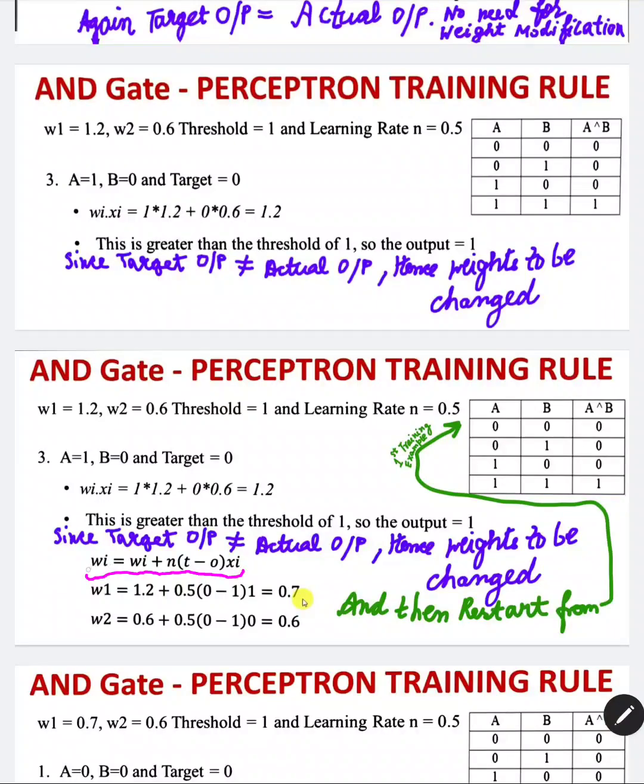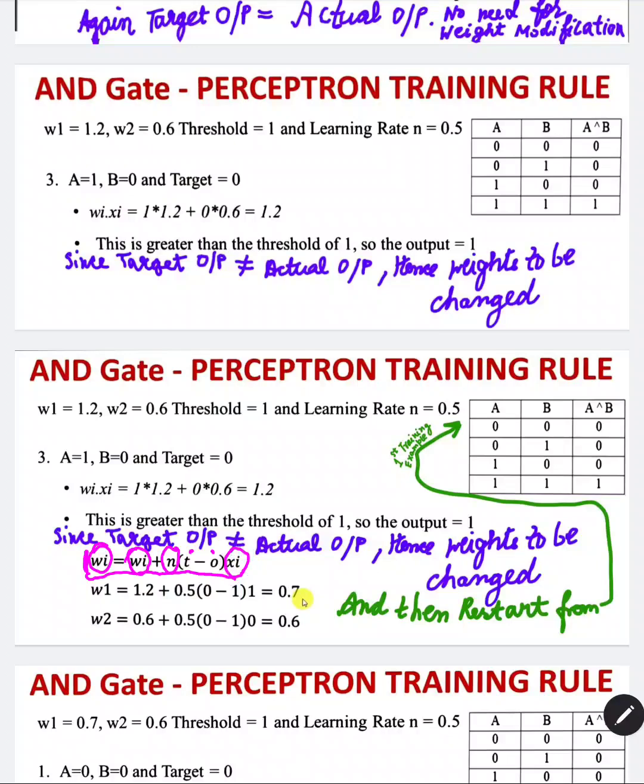So Wi, meaning weight for input i, would be equal to, so this one is the new weight. New weight for input i would be equal to the old weight of input i, plus n. n is the learning rate, which we have taken as 0.5, and this is the target value t, and this is the actual output o. So t minus o, into the actual input.